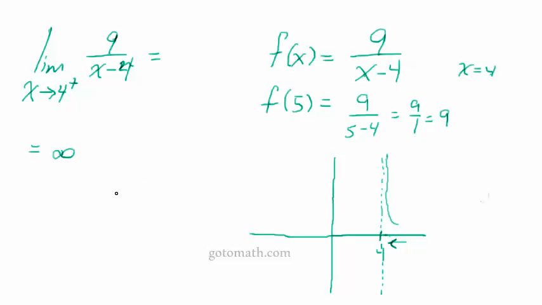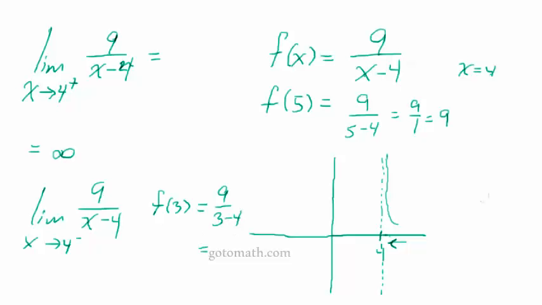Now this is just a little something extra. How about the limit as x approaches 4 from the left hand side of 9 over x minus 4? So where's the graph going? Is it going up, or is it going downward? Well, all we need to do is plug 3 into this. For example, f of 3 is 9 over 3 minus 4, and that's going to be negative 9. So this graph is going to be going downward. So we can tell that the behavior of the graph is negative infinity. That's a little something extra there.